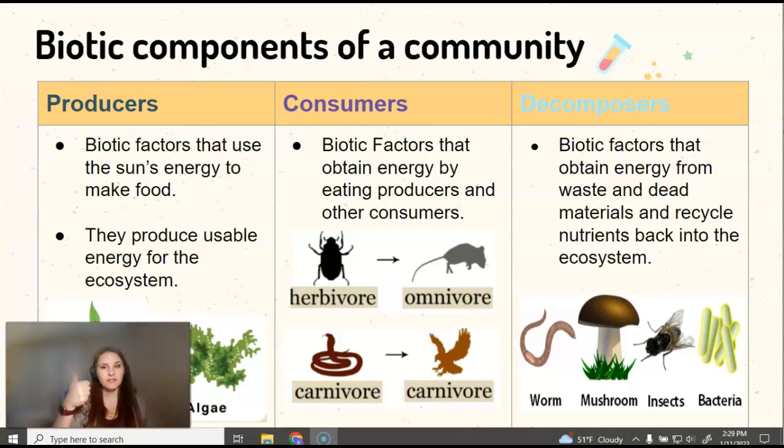So producers, those are like plants, those get their energy from the sun. Consumers, like you and me, get energy from eating other producers or consumers. And then decomposers get their energy by eating waste and dead stuff.